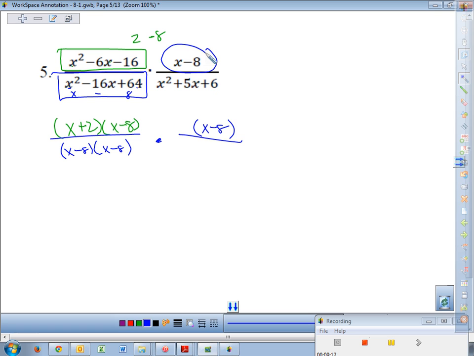X is raised to the first power. So you do check for GCFs, which there is none. Cool. This guy right here, maybe he can factor. I'll let you give him a shot.